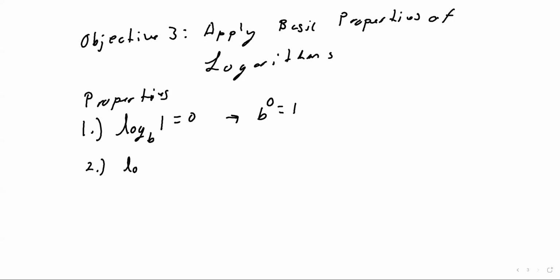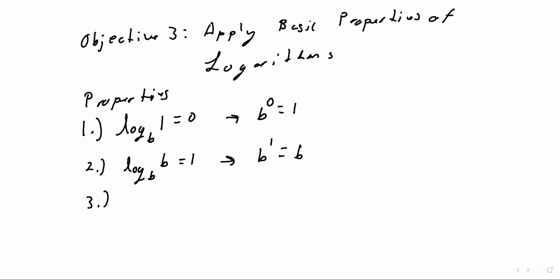The second property, if you have log base b of b, the answer is going to be 1. And it makes sense because I would write the base b raised to the first power. And what does that give me? b. So if the base and the number I'm taking the log of is the same, instantly 1.